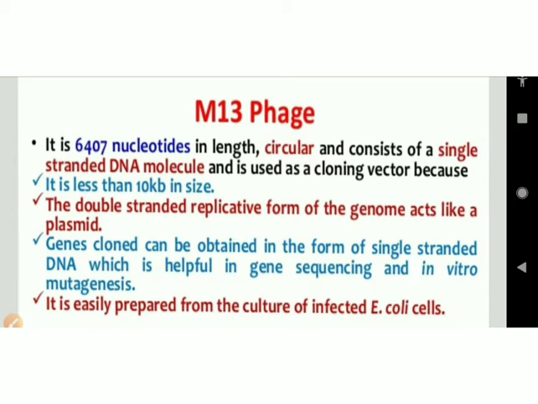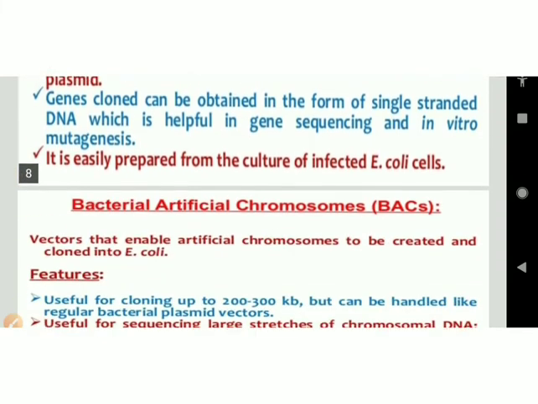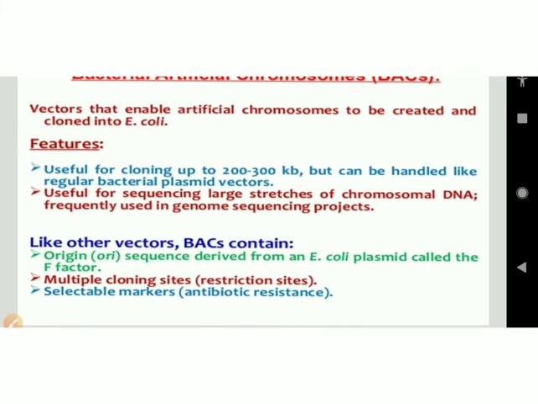Okay, so this is the M13 phage, and it always has a single-stranded DNA molecule. It contains the genetic material as a single-stranded DNA molecule. Next one is the bacterial artificial chromosome, that is the BAC. That's also important because a bacterial artificial chromosome can replicate very large molecules of DNA and was used in the Human Genome Project. So it is more popular than the other vectors.